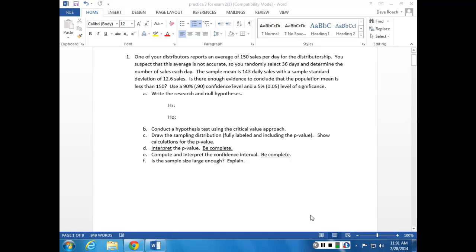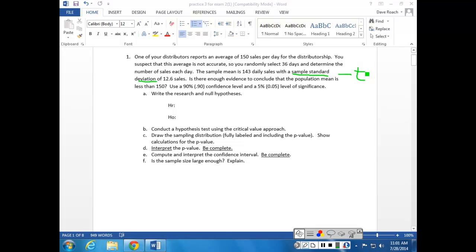So anyway, the first thing in any of these is to determine what kind of problem, and then just to write down the information from the problem. As soon as you see sample standard deviation, that means you're going to have a t-test for one mean. Could be for 2, but there's only one sample here, so one sample t-test on this one.